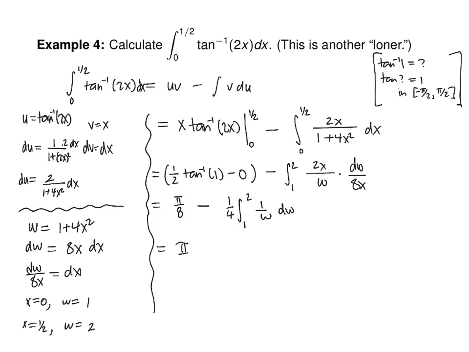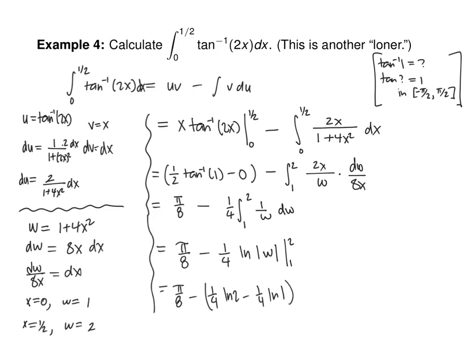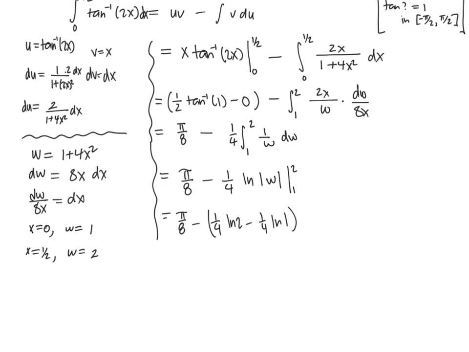Okay, so that's pi over 8 minus 1/4 natural log of the absolute value of w, from 1 to 2. Pi over 8 minus 1/4 natural log 2 minus 1/4 natural log of 1. And remember that natural log of 1 is 0, so our final answer here is pi over 8 minus 1/4 natural log of 2.